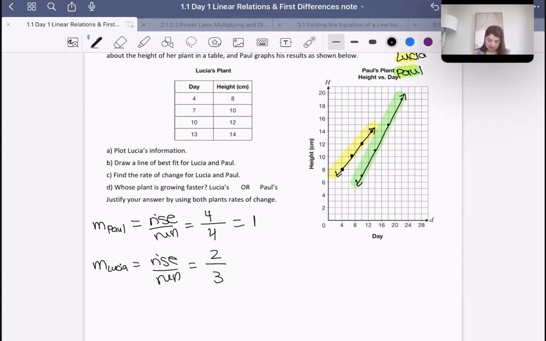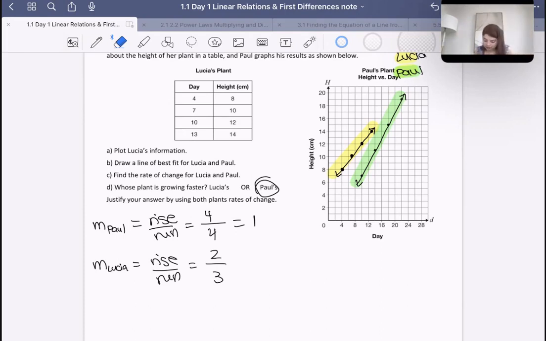Then it asks, whose plant is growing faster, Lucia's or Paul's? Well, Paul's plant is going faster because his slope is bigger, right? 2/3 is a smaller number than 1, and therefore Paul's plant is growing faster. We can also just see on the graph, like it looks like Paul's plant is growing faster. If we look at how steep a line is, like which line looks like it's a steeper slope, Paul's just looks like it's steeper, right? It looks like it's growing faster as well, right?